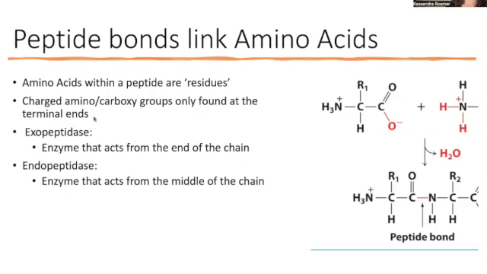When it comes to breaking down proteins, there are exopeptidases, which can act from the ends of the chain. So from the N terminus and C terminus, they can act and break down the peptide bonds, or we have endopeptidases, which can act from the middle of the chain.